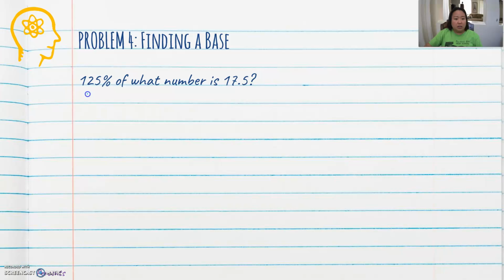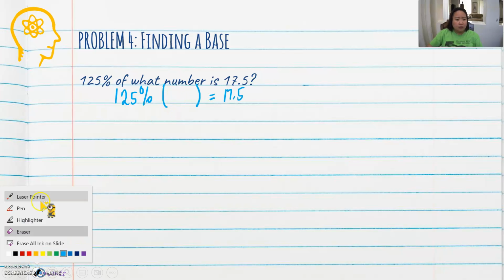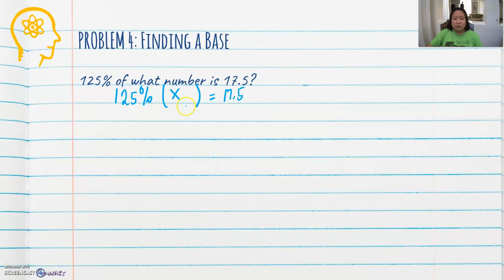And so this will be 125%. What is the word of? Multiply. So times what number? We do not know, okay? So you can have it as X, or if you realize, oh, that's of, so that's going to be B, is 17.5, okay? So if you cannot remember what A, B, or P is, well, you can just use X if you would like. That's totally fine. So that is now your X, okay?